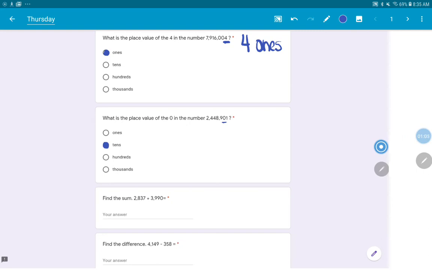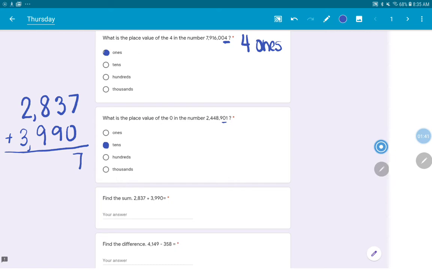Next, we have to find the sum of 2,837 plus 3,990. So I'm going to write down my numbers. 2,837, 3,990. I made sure I lined up my place values. First, I add the ones. 7 plus 0 is 7. 3 plus 9 is 12.